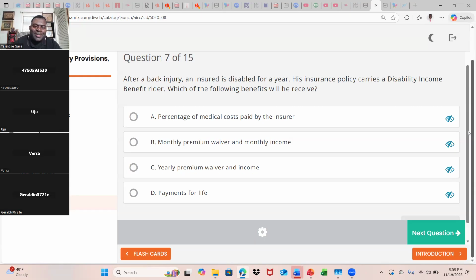All right. After a back injury, an insured is disabled for a year. His insurance policy carries a disability income benefit rider. Which of the following benefits will he receive?